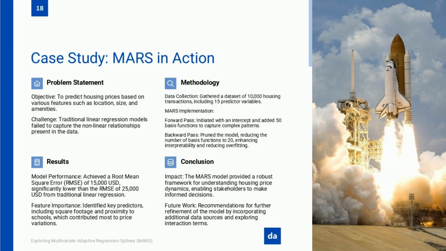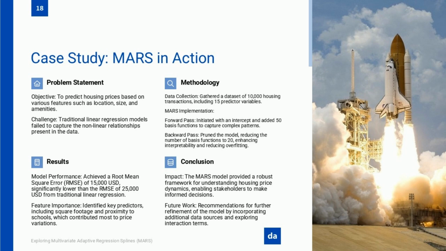MARS was implemented using a two-phase process. The forward pass started with an intercept-only model and incrementally added 50 basis functions, identifying key points where relationships between variables changed. This phase ensured the model captured important nonlinear trends, such as how price increases for square footage might slow down at higher values, or how neighborhood effects might vary based on lot size.